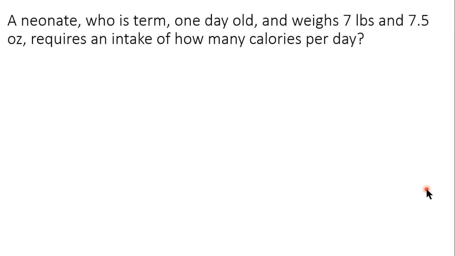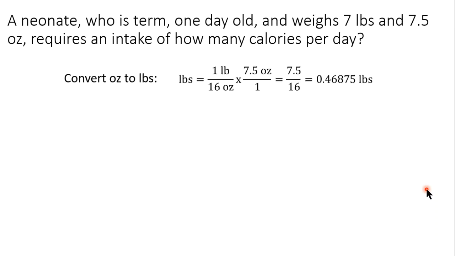A neonate who is term, 1 day old, and weighs 7 pounds and 7.5 ounces requires an intake of how many calories per day? So first we convert the ounces to pounds using the conversion ratio. So pounds equals 1 pound over 16 ounces times 7.5 ounces over 1, which is equal to 7.5 divided by 16, which is 0.46875 pounds. To that, we add the 7 pounds, so the total weight is 7.46875 pounds.